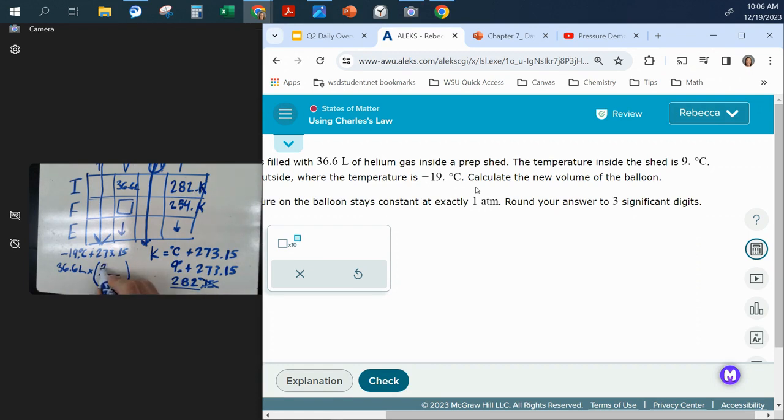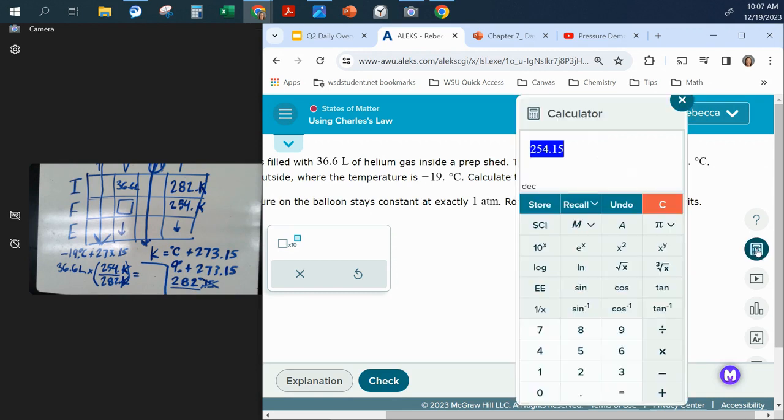A smaller number, 254 point nothing. Okay, and the bigger number will go on the bottom. Kelvin, our units drop out and we end up with liters. So let me find my calculator. 36.6 times 254 divided by 282.